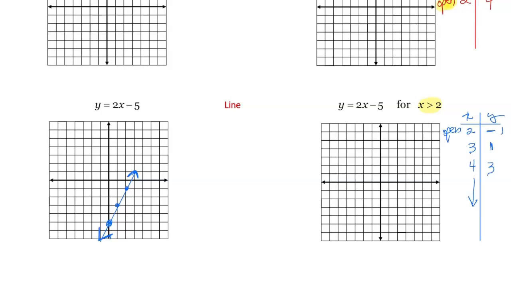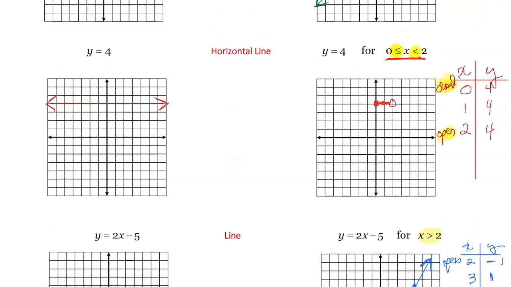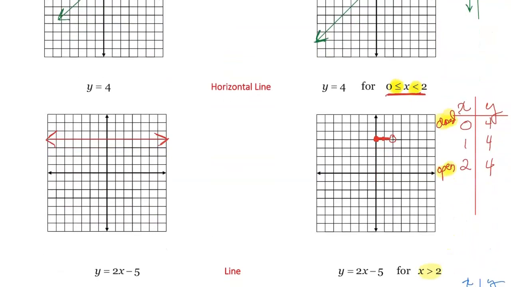So at x is 2, I'm going to go down to -1, but I'm going to do an open circle. X is 3, I'm going to go up to 1. X is 4, I'm going to go up to 3. And that's the pattern. Get your line tool and do an arrowhead, and we have that restricted line. Okay, so that's the restrictions.